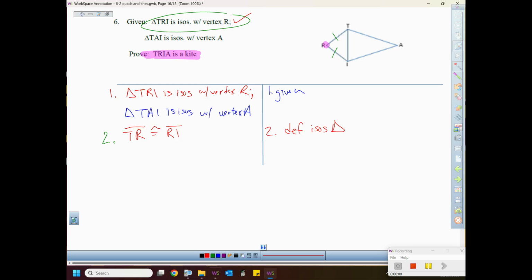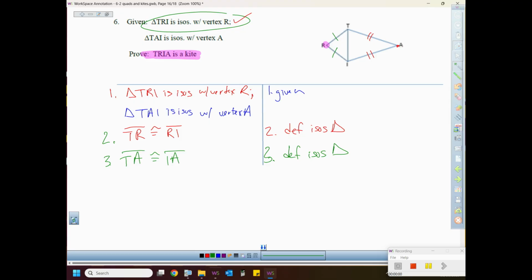Then they gave me a whole other isosceles triangle right here in green. This one right here is isosceles with vertex A. So if A is the vertex, that should mean that these 2 sides are the same. Remember, we have to mark them differently, right? So segment TA is congruent to segment IA. For the same reason, it's because they gave me an isosceles triangle, so it should have at least 2 equal sides. So I did all that.